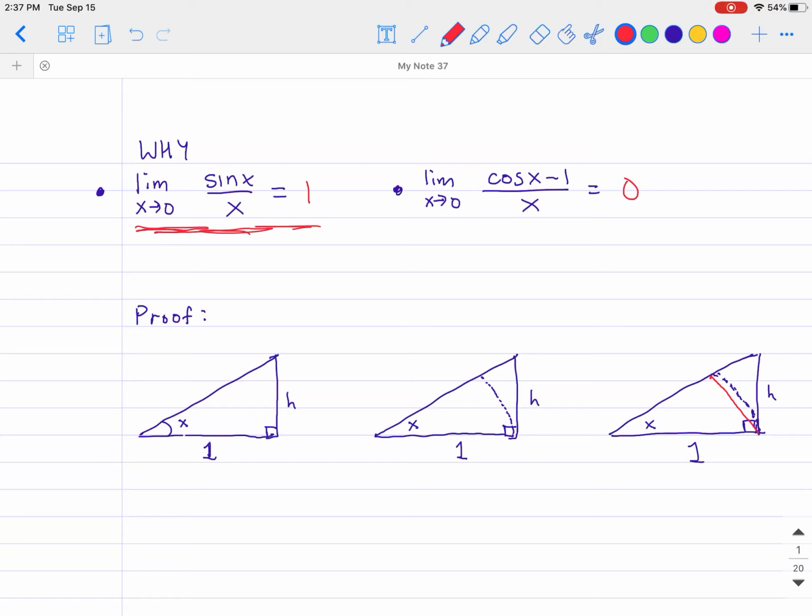I want to talk about why the limit as x approaches 0 of sine of x over x is equal to 1, and in addition to that, the other one, which is the limit as x approaches 0 of cosine of x minus 1 divided by x, is equal to 0. Now, both of these limits you might want to consider memorizing because they do come up quite often, and you will see them and they will be used quite often for the problems too.